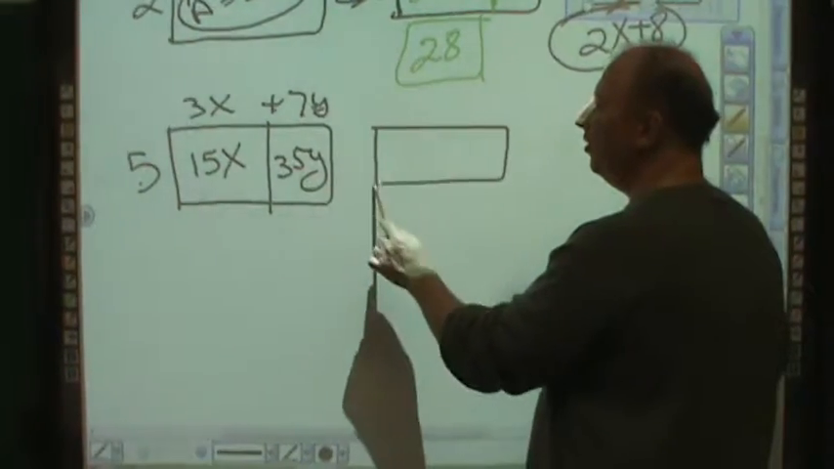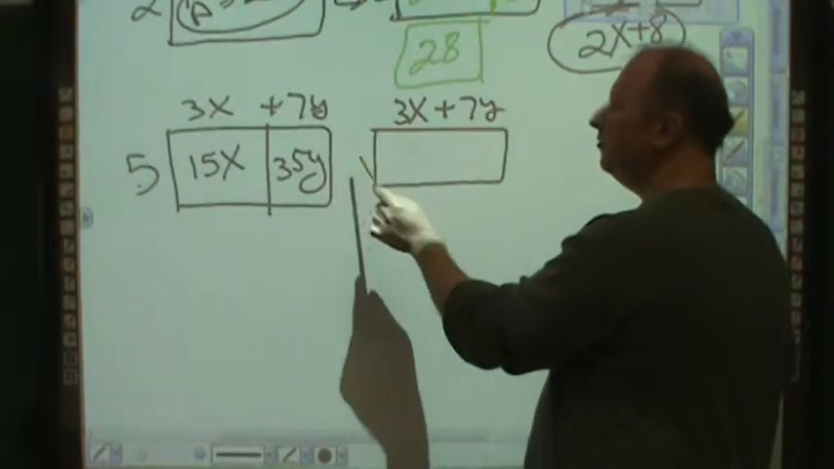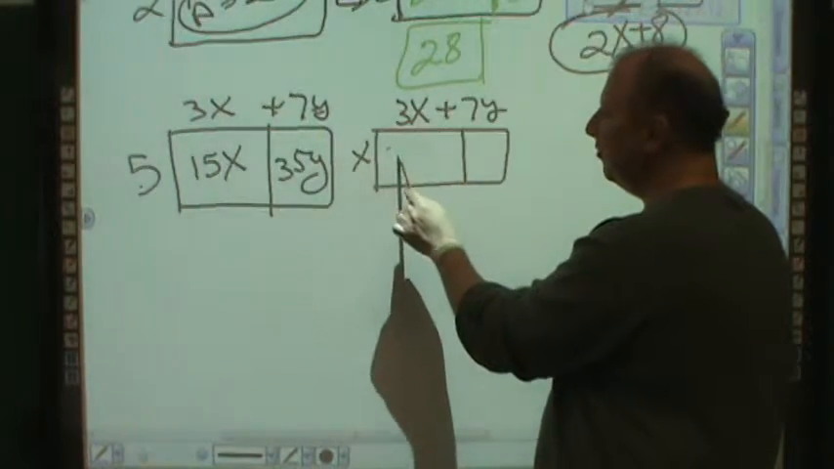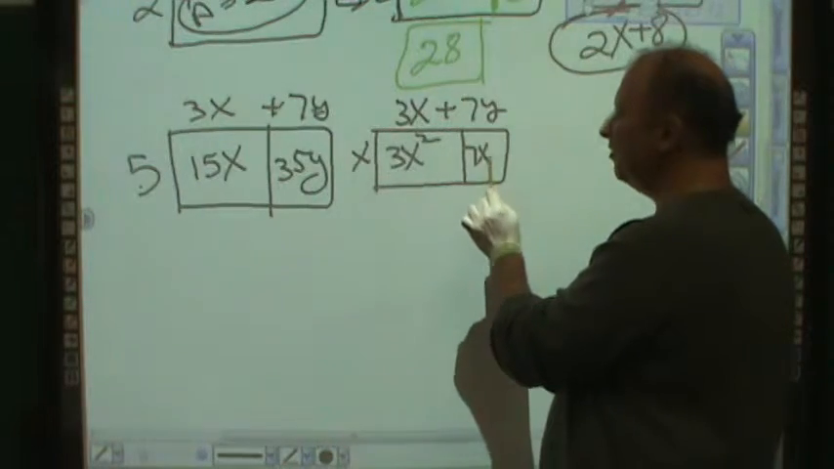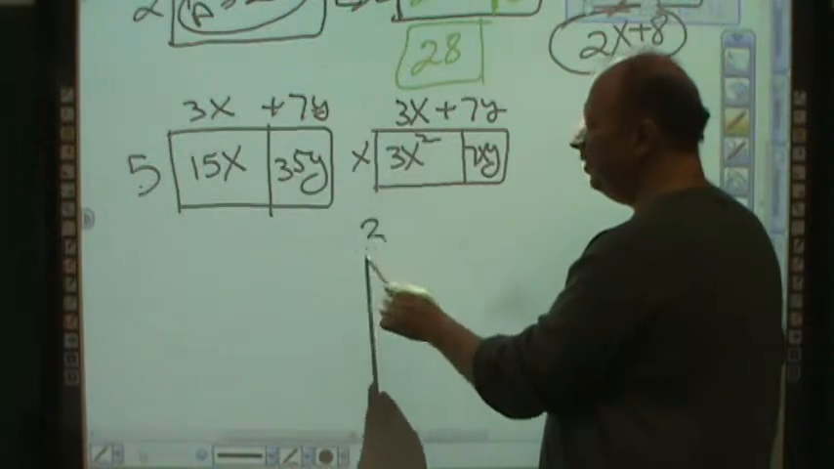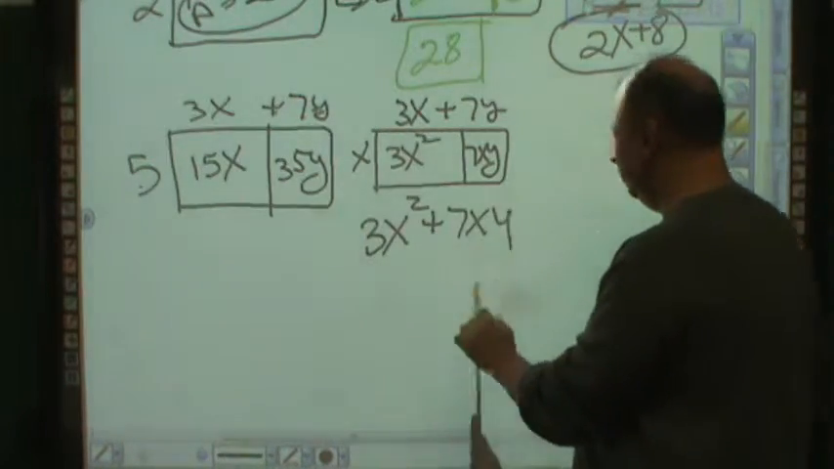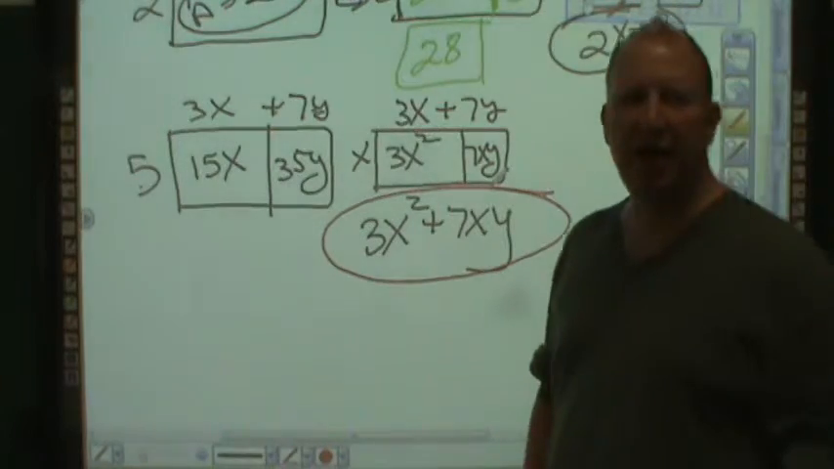We'll do it one more time. If this is 3x plus 7y, let's pretend this is x. X times 3x is 3x squared. X times 7y is 7xy. So the answer will be 3x squared plus 7xy. Can you simplify it? No, not now. That's your answer.